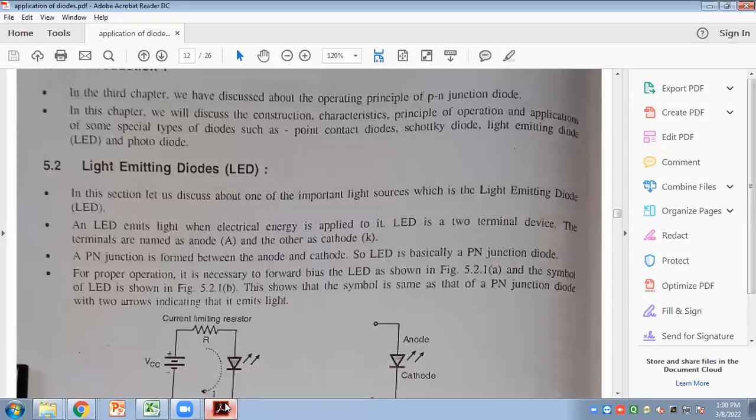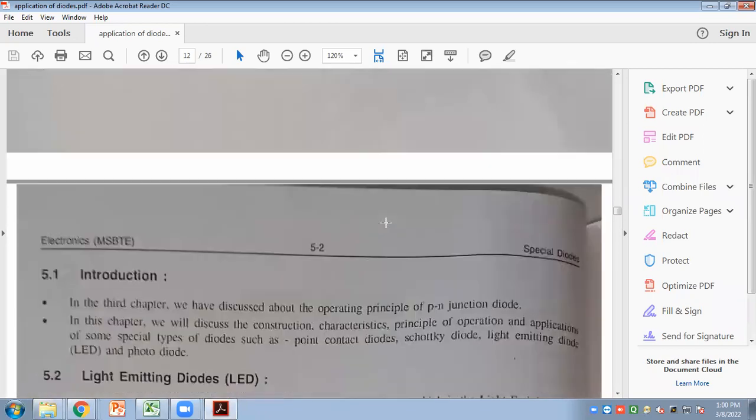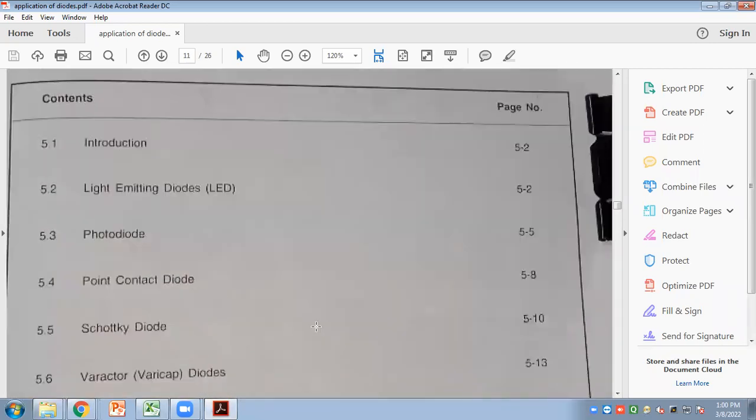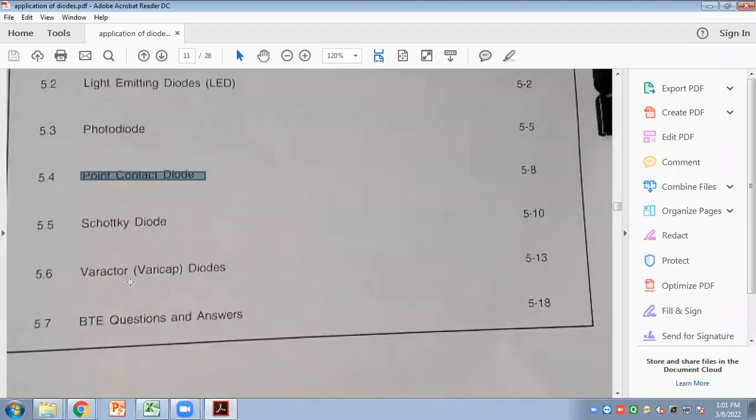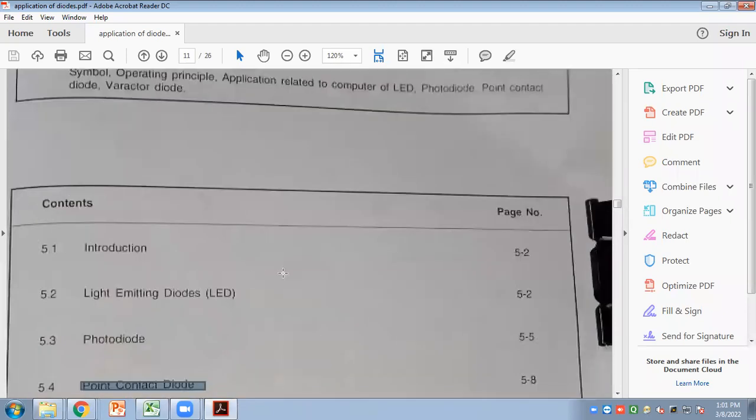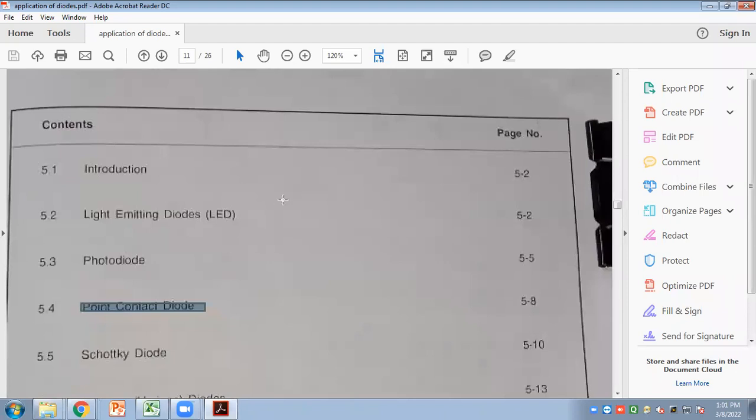Okay, in this lecture, we are going to see what is a light emitting diode. There are different types of diodes you are going to see on the screen: the light emitting diode, photodiode, point contact diode, Schottky diode, varactor diode. So these are the 6 different types of diodes. Out of these, we are going to study the PN junction diodes.